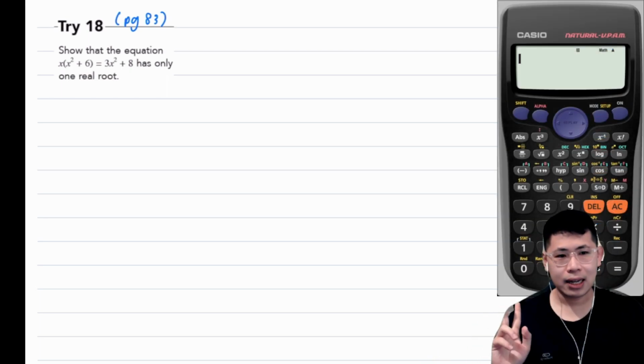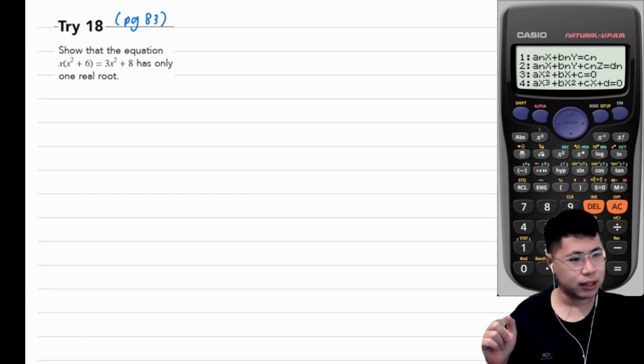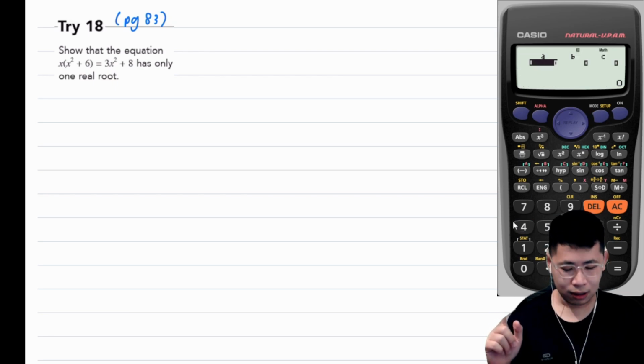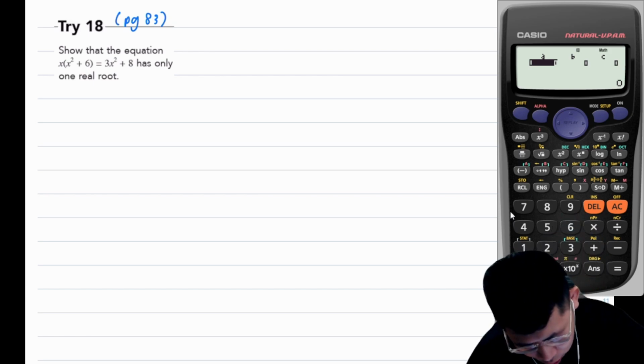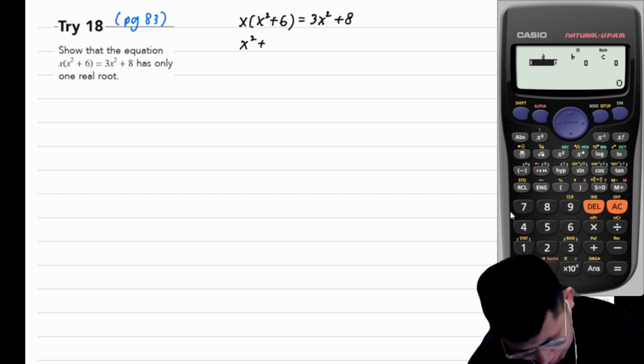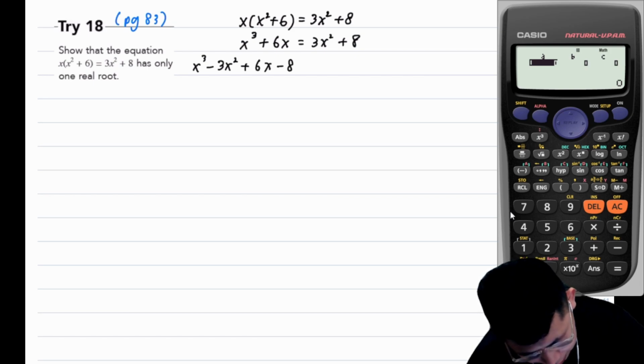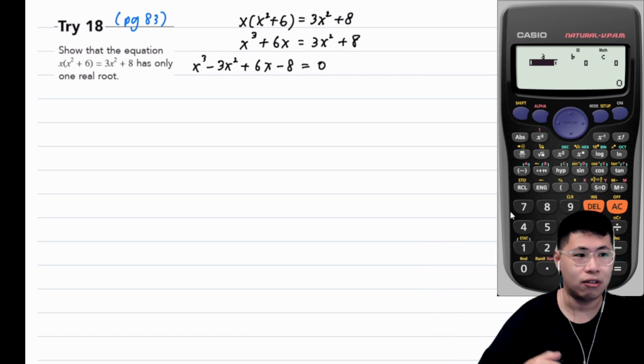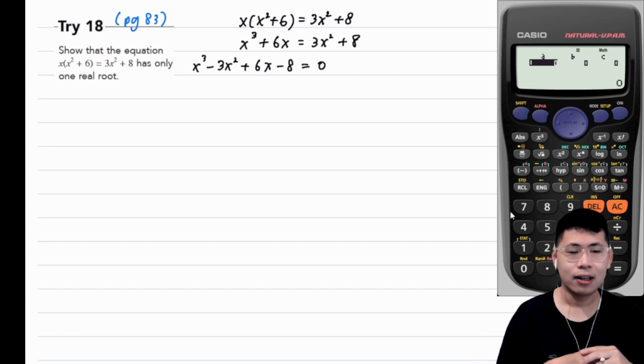So let us do our guess and check first. Let us go to mode 3, 4. Oh yeah, we have to set up our equation also. So over here we have x squared plus 6 equals to 3x squared plus 8. So let me expand: x cubed plus 6x equals 3x squared plus 8. So we have x cubed minus 3x squared plus 6x minus 8, in descending order of our powers, equals to 0.